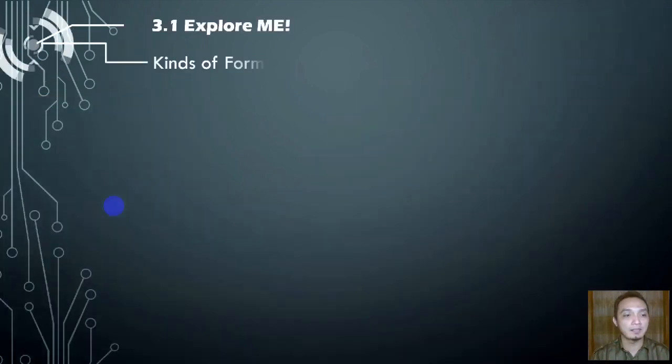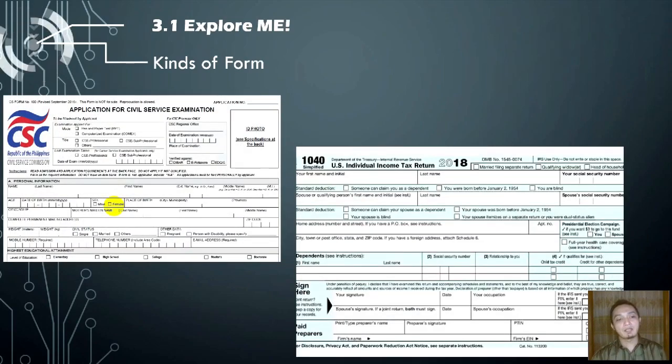And then lastly, I'd like to show you also the kinds of forms as the last stage. Here there are two forms taken from overseas, of course, because this is in English, and also this is the US individual income tax return. This form is used by somebody who has a problem with tax, and he should fill it in to make the tax clear.